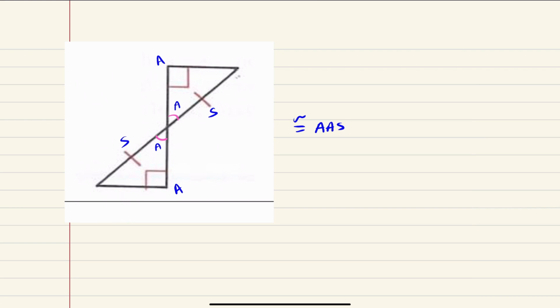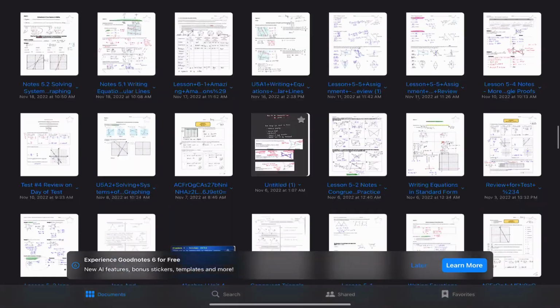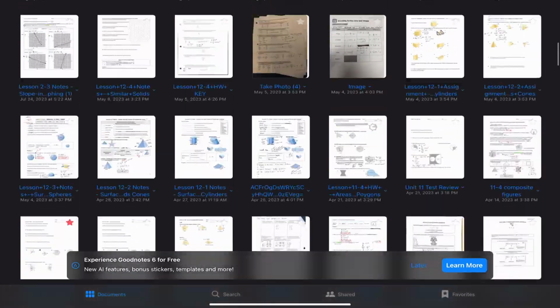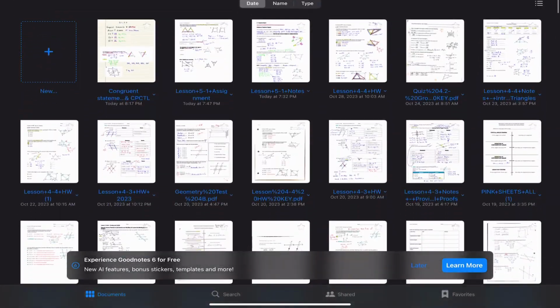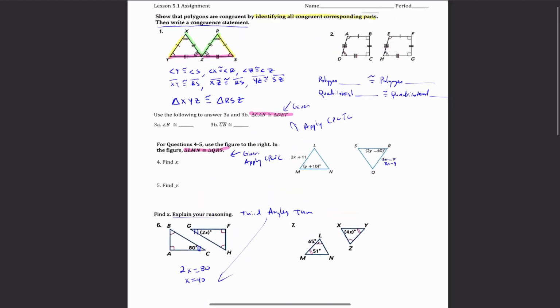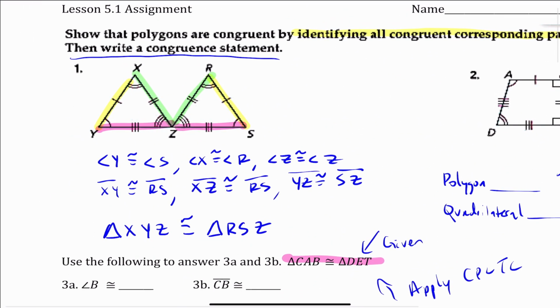Alrighty, let me go ahead and make sure that we understand how to write a congruency statement. If I can pull up the notes. So you need to make sure that you know how to write a congruency statement. What I might do is I might just take a clip from the 5-1 homework help video and just paste it right there so you know how to write a congruency statement. Okay? All right, good luck.